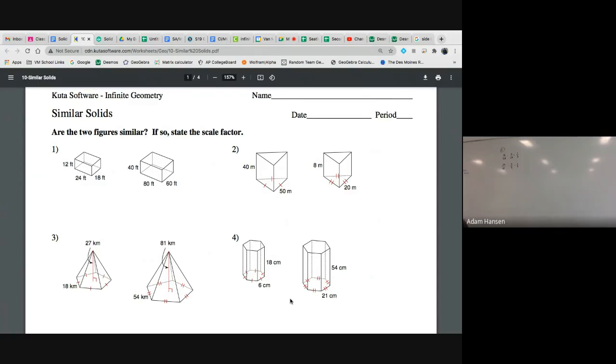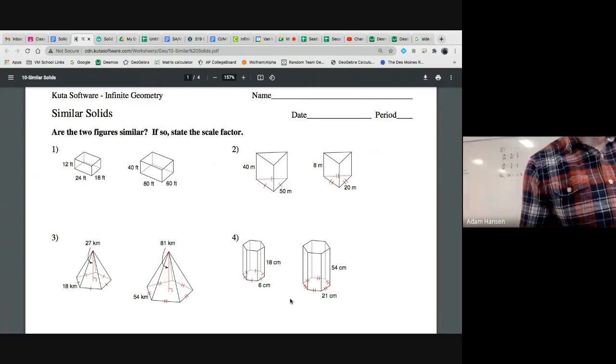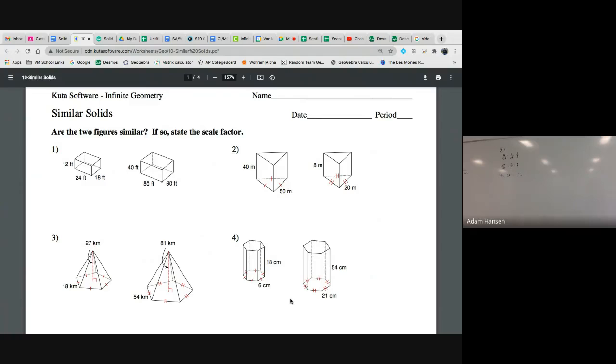Are they similar? Yeah. If they're similar, what's the scale factor? They're both 1/3, 1 to 3. The lengths in the larger pyramid are just 3 times the lengths of the smaller, or vice versa. The lengths of the smaller pyramid are 1/3 the lengths of the larger.